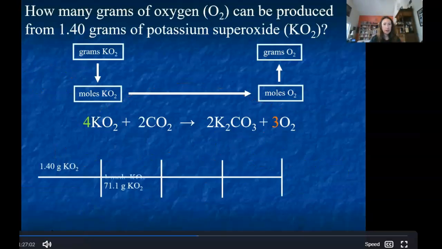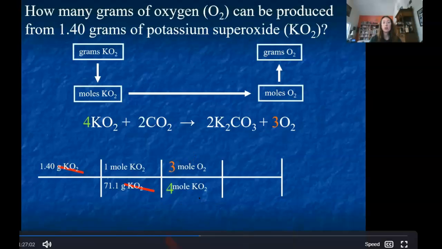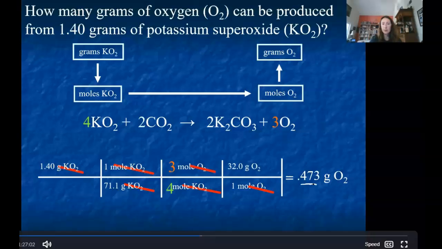So again, use our molar mass, cross off our units. At this point, the reason we went to moles here is because we wanted to do a mole ratio, right? We call this a mole ratio or a mole-mole ratio. And we have KO2 and we wanted to get to O2. So we use the coefficients from our balanced chemical equation, cross off our units. We wanted to go to grams. And so there we are, grams. Okay, and again, 3 sig figs because we started with 3 sig figs.